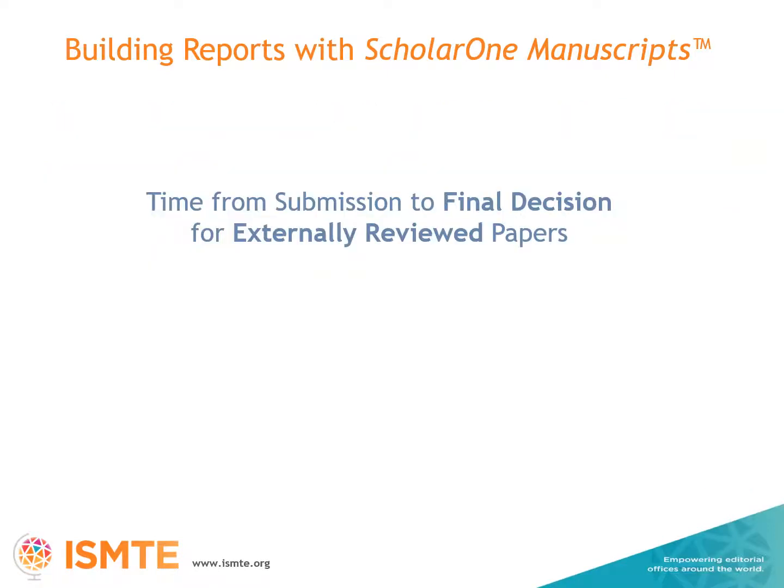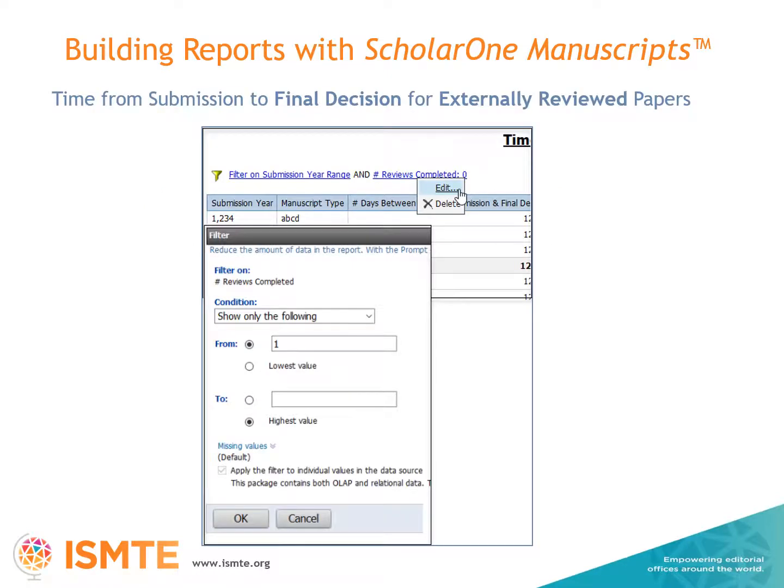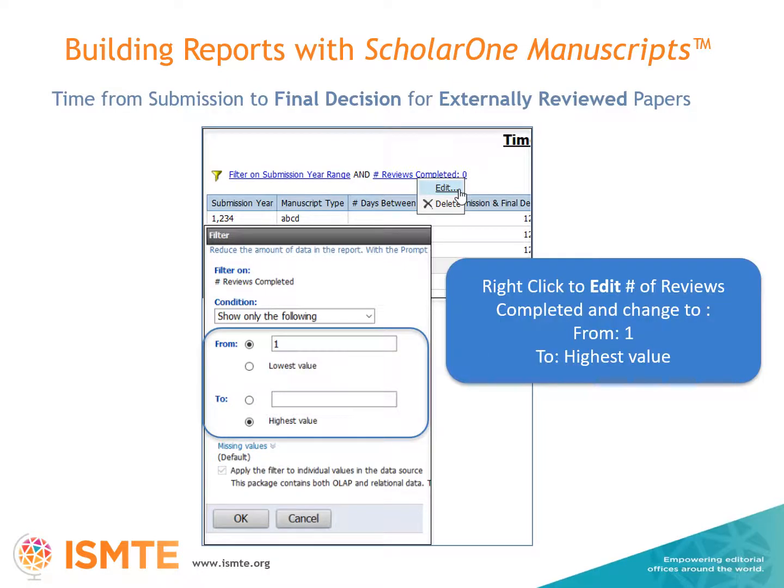We are now up to your last report, Time from Submission to Final Decision for externally reviewed papers, and have just one minor thing to change. Right-click on the Number of Reviews Completed 0 and choose Edit. Change the From and To sections from 1 to the highest value and click OK.